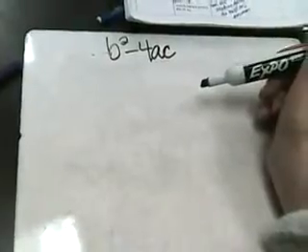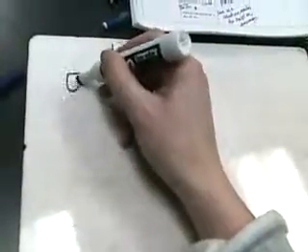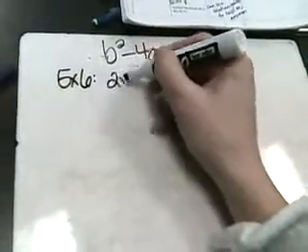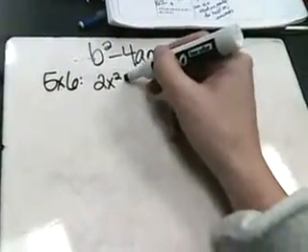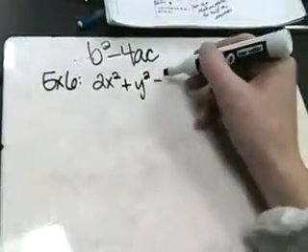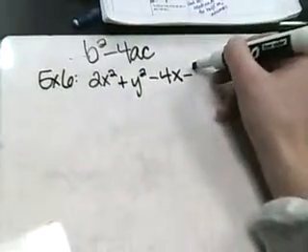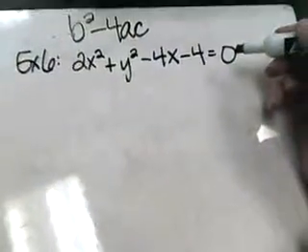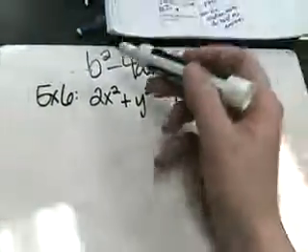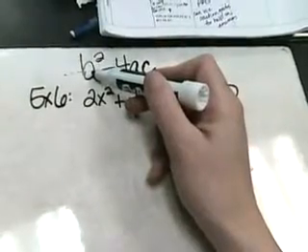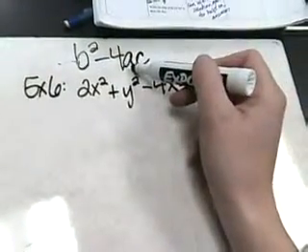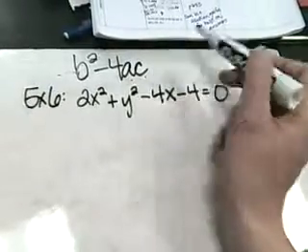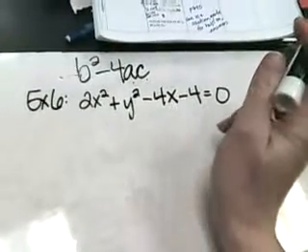All right, so the first thing we're going to do is look at example 6. And example 6 gives us 2x squared plus y squared minus 4x minus 4 equals 0. The first thing we have to do is classify it. Now, b is always with xy, a is always with x squared, and c is always with y squared. All those other things do not matter for discriminant.